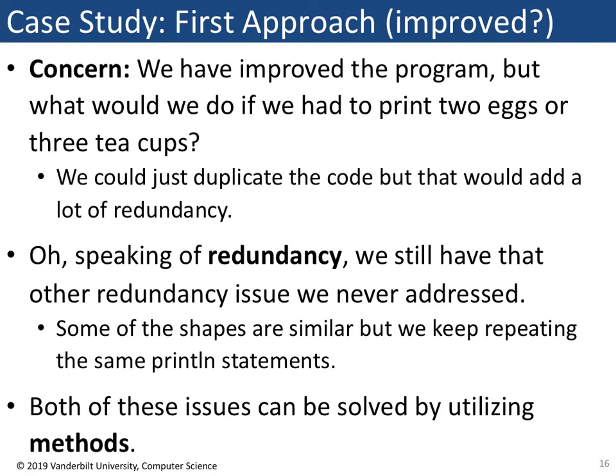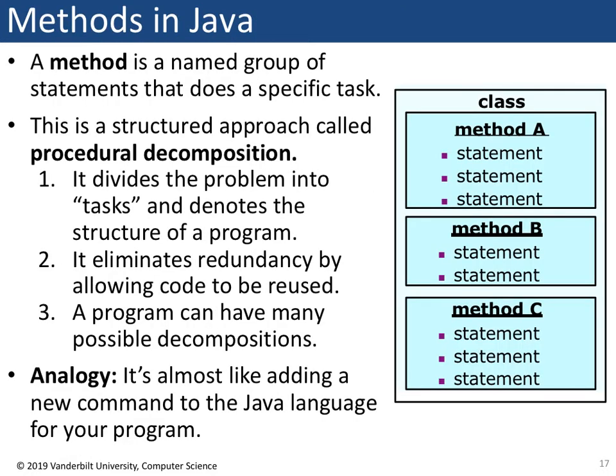As well as addressing that issue, we still have yet to address the larger redundancy issue, which is we're drawing the similar shapes in multiple places in the program over and over again. So we can solve both of these issues utilizing methods. Notice the structure on the right.